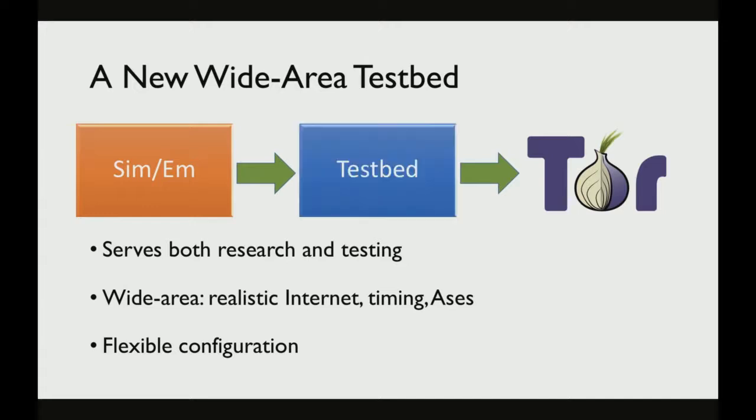And we'd like to fill that gap with a wide area testbed. So it offers a realistic internet, with the actual internet underneath, accurate timing, and real internet ASes. That's capital S, sorry, real internet ASes. It would allow people to test out their ideas in both attack and defense or performance or whatever, so that there's some more high fidelity, realistic testing that can be done before it would actually be considered for deployment in Tor.